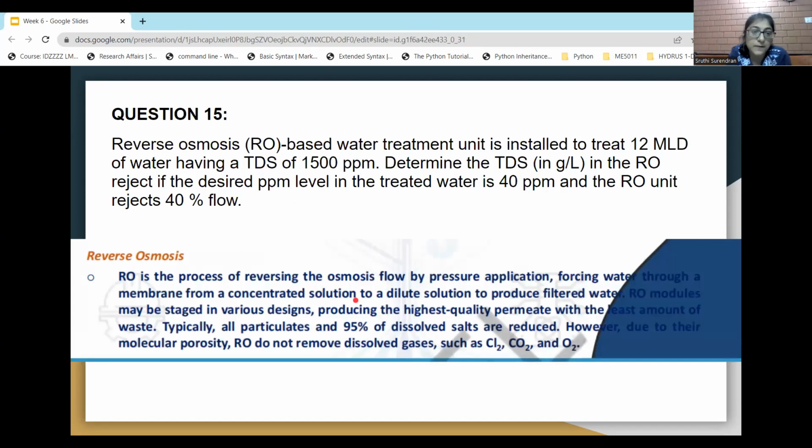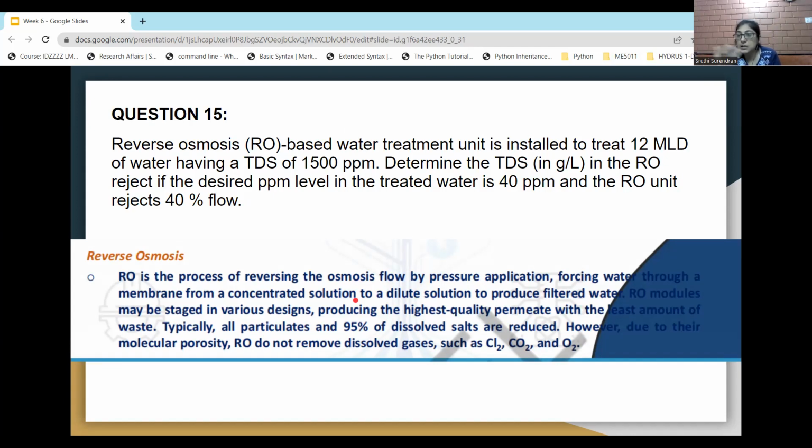Now going to question number 15. This is based on reverse osmosis. So reverse osmosis is a process in which, we know osmosis of water, through the reverse osmosis process, water is treated. So in this treatment unit, they have installed it to treat 12 million liters of water per day, and the total dissolved solids is 1500 ppm, which is 1500 milligrams per liter. They've asked us to determine the total dissolved solids in the RO reject.